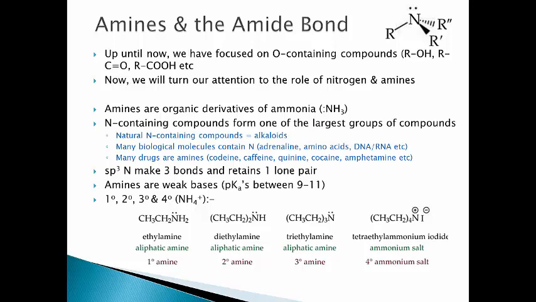The amines can be primary, secondary, tertiary or quaternary. An example of a primary is ethylamine. We've got diethylamine, which is a secondary, so we've got 2 ethyl groups and a hydrogen. Triethylamine, we've got 3 ethyl groups and a nitrogen. If we add another ethyl group in, we get an ammonium salt. So we get a quaternary nitrogen with the 4 ethyl groups. It's tetraethyl ammonium iodide because it's made an iodide salt in this case.